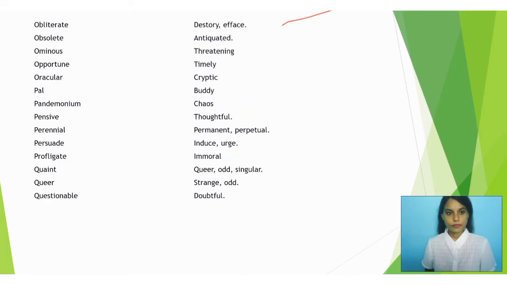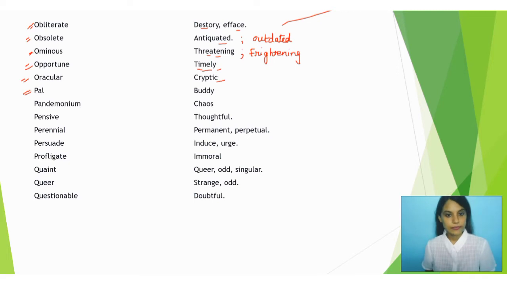The next word that we have is obliterate, and the synonyms are destroy or efface. Then we have obsolete, like antiquated or outdated, which is not in use. Next, we have ominous. Ominous means threatening, like frightening, you can also say. Next, we have opportune. Opportune means timely. Then we have oracular. Oracular means cryptic.